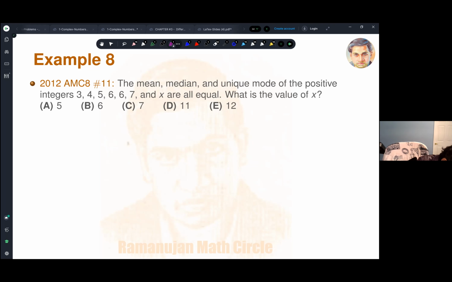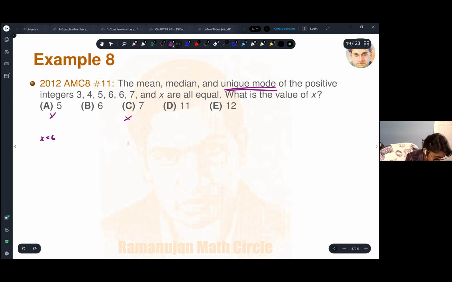So first off, it can't be either 5 or 7, and the reason for this is the question says there's a unique mode, and if x was either 5 or 7, then there would be multiple modes because there's 2 6s. So it must be any of the other 3. So let's try 6, the case where x is equal to 6.